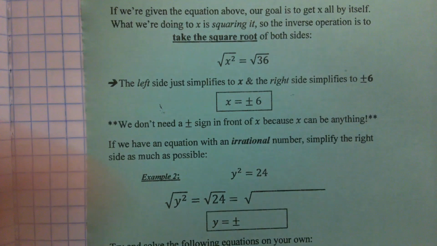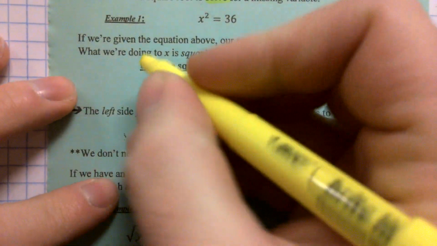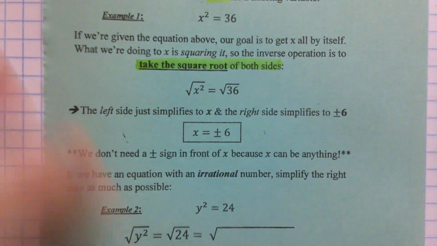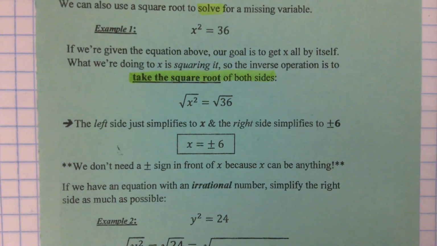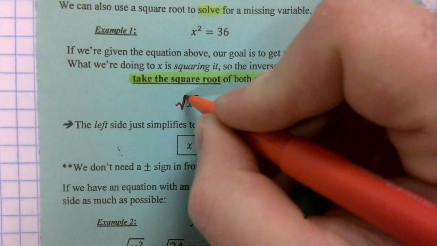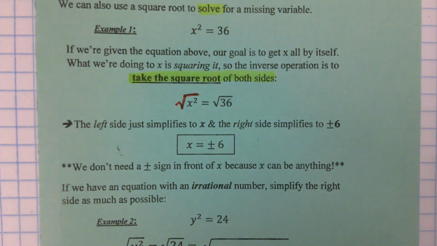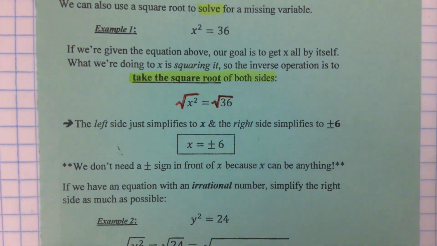So I feel like I'm going to confuse you with the explanation. Let's just show how we do it. We have to take the square root of both sides. So if we start with x squared equals 36, I'm going to take the square root of my left side, x squared, and I'm going to take the square root of my right side, 36.